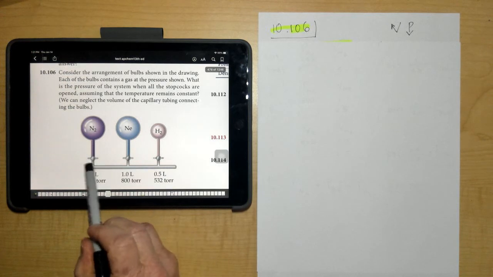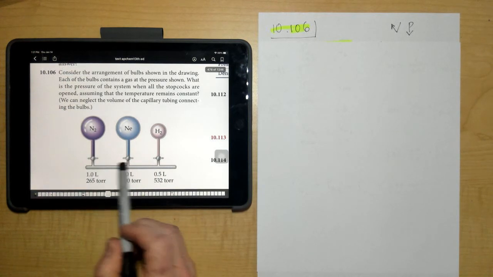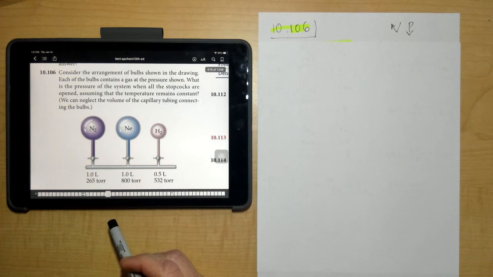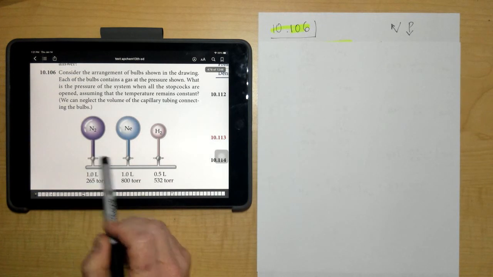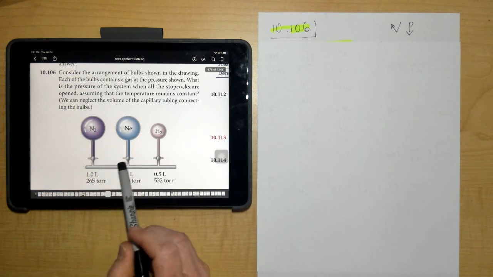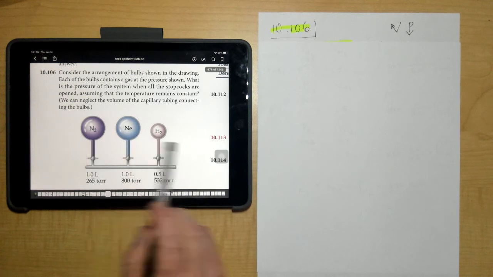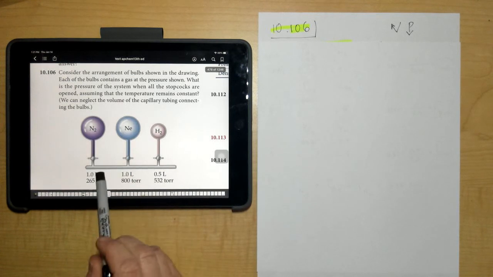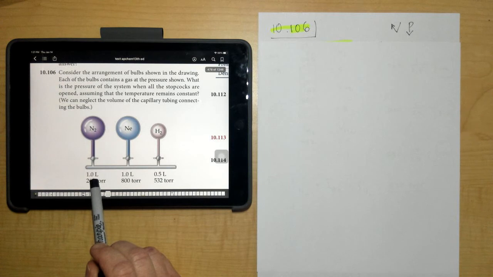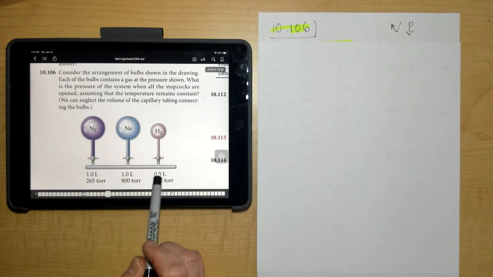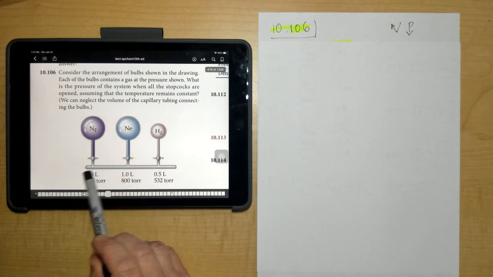So these little valves right here are called stopcocks, and we're going to open them. And remember, a gas fills the shape of its container. So when I open all of these, this nitrogen is going to fill this container and this container. It's going to spread out to fill them all. And so its volume is going to go from 1 liter to 2.5, 1 plus 1 plus a half, to 2.5 liters. So its volume is going to expand.